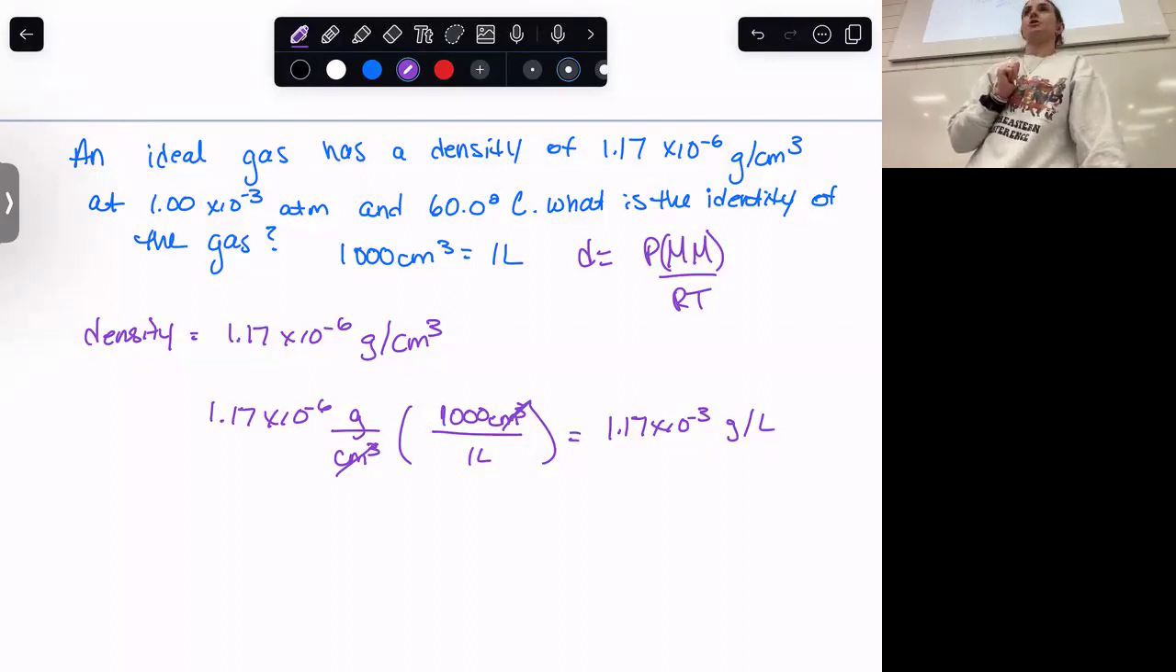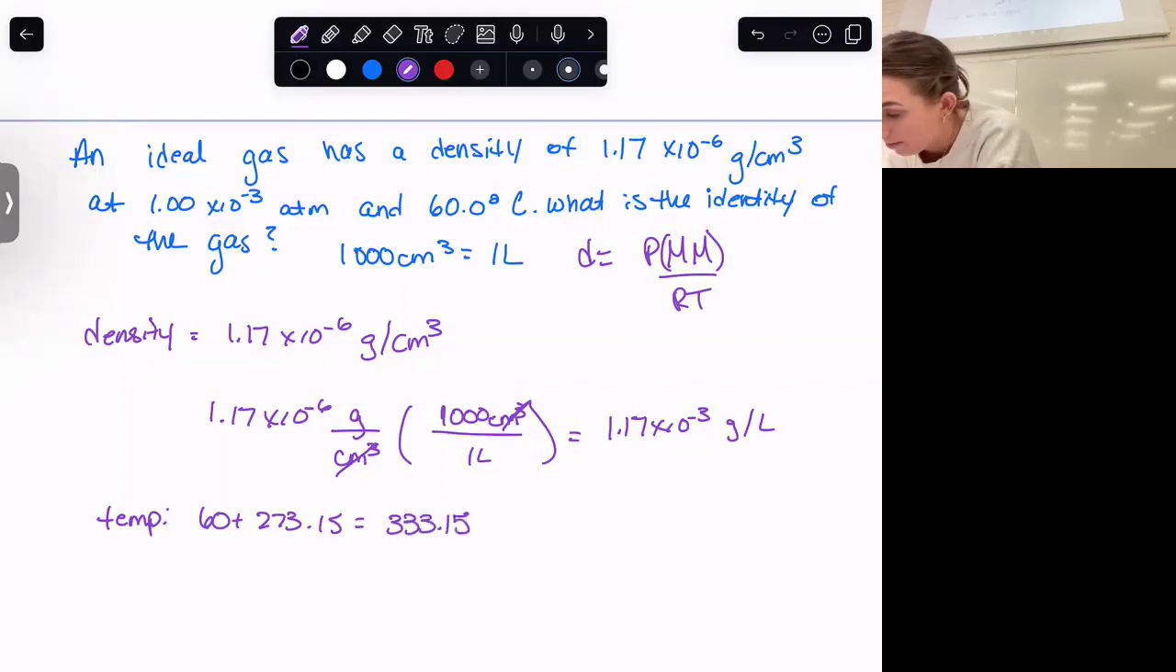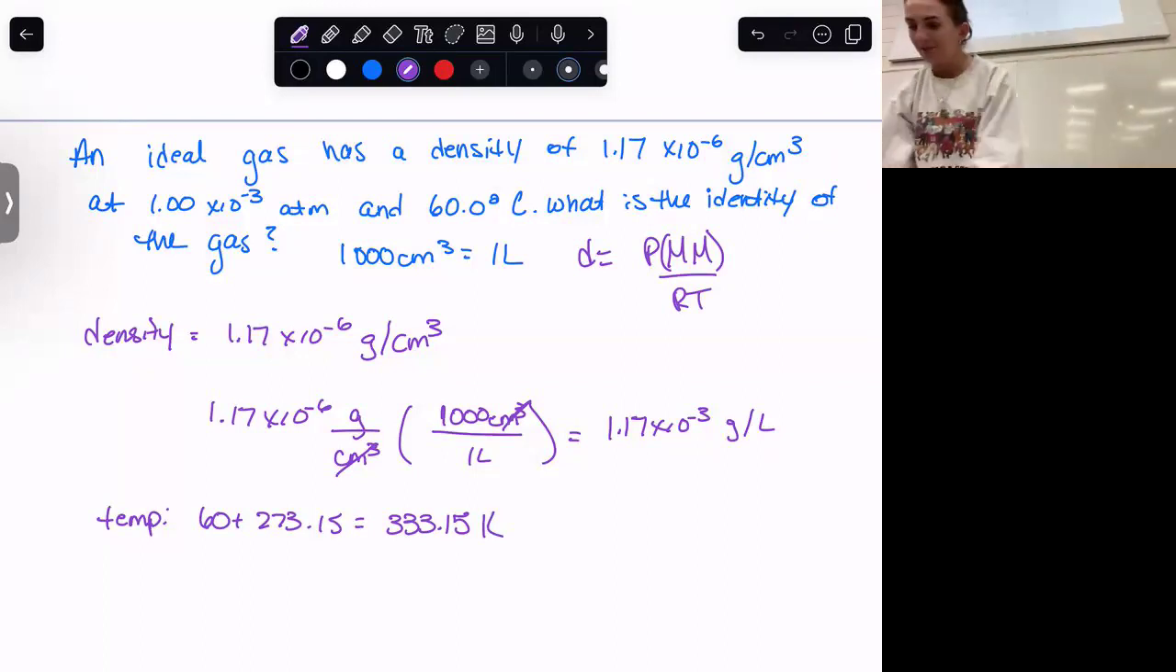Any questions on changing centimeters cubed to liters? Okay. What else do we need to change? Good. And how do we change temperature into Kelvin? Awesome. We had 273.15, and so we end up with 333.15. And that's in Kelvin. Everything else look okay after that? Looks good to me, right?